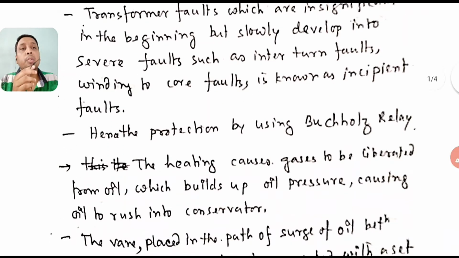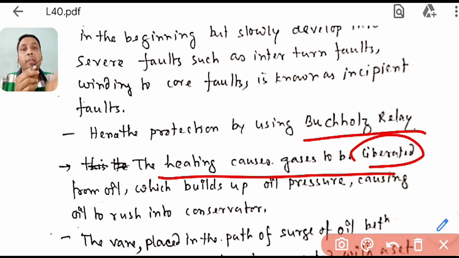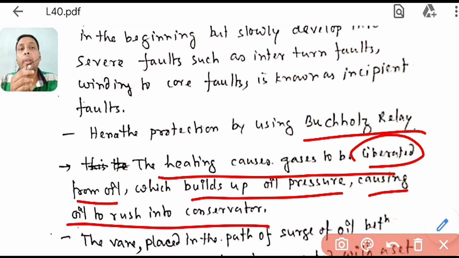So the idea is to use a Buchholz relay. Now what is a Buchholz relay? It's a mechanical device, not an electrical means of protection. What is the phenomenon? As the oil gets heated, gases are liberated from the oil, which builds up pressure inside the tank. So the oil will rush to the conservator. To release the pressure, oil will expand and go to the conservator, and in that path we use the Buchholz relay.